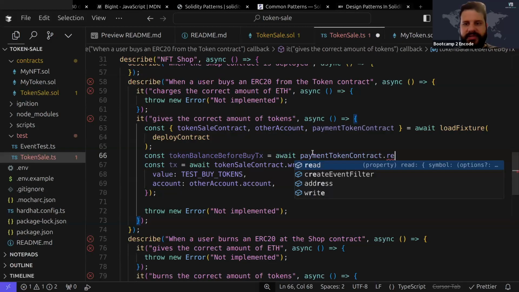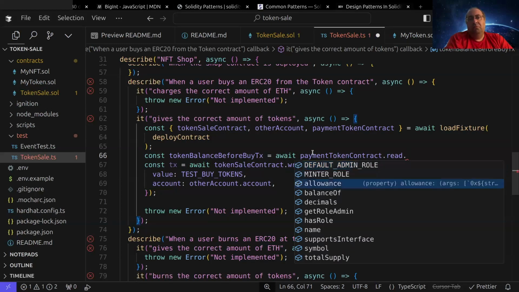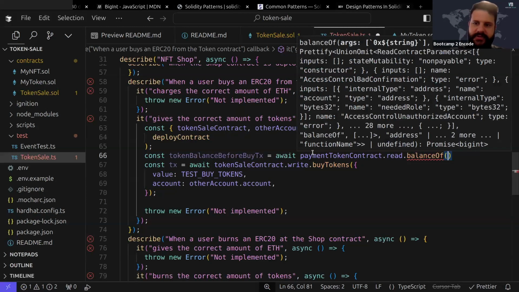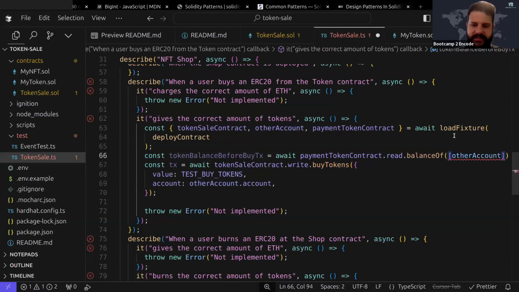What function should I read? Total supply. Yeah, for getting my balance of tokens in the payment token contract. Is it balance of? Balance of, perfect. Balance of, and I should pass the order account address.